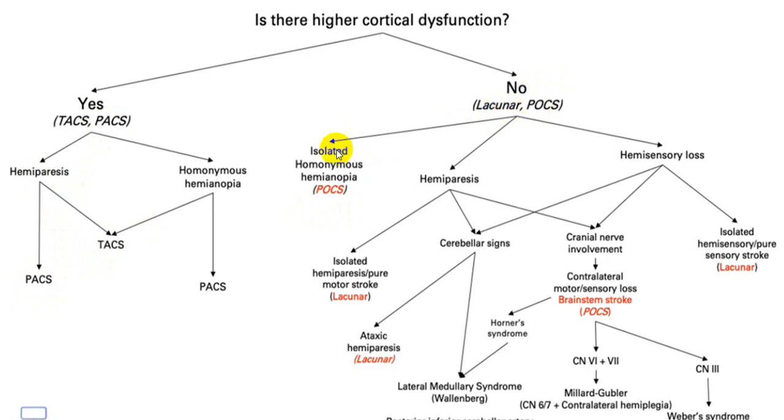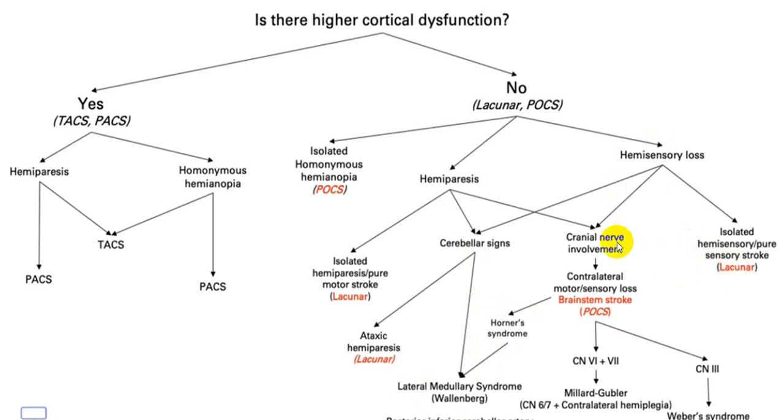So if there is an isolated homonymous hemianopia, it is a posterior artery circulation disorder. If there is hemiparesis, maybe lacunar infarct. Ataxic hemiparesis, again in favor of lacunar infarct because of involvement of the cerebellar area. Wallenberg syndrome, or what we call lateral medullary syndrome, if there is Horner's sign. If there is a hemisensory loss, again it is in favor of lacunar infarcts.